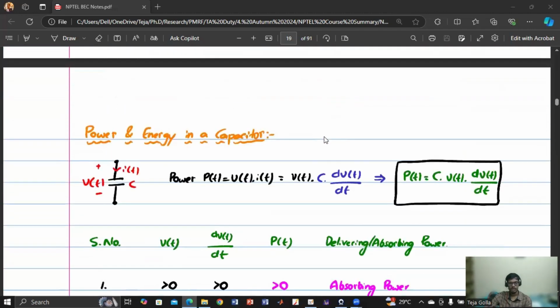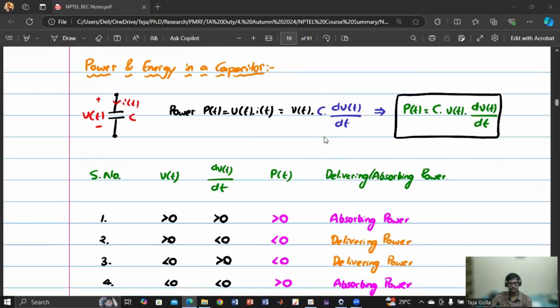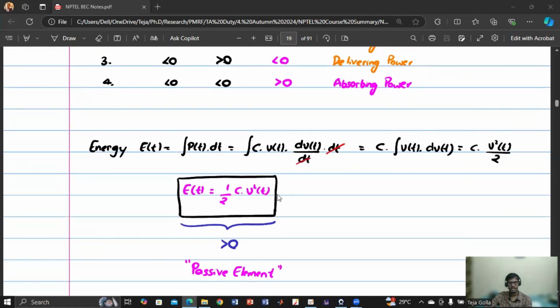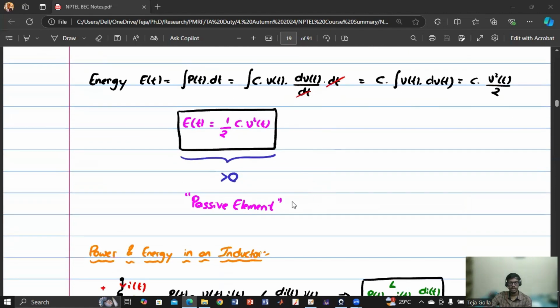In the case of a capacitor, we get power as V of t into I of t, and I is nothing but C dV by dt. So power is C into V of t into dV by dt. Now we have considered four different cases where V of t and dV by dt are positive and negative. There are two terms, and each term could be positive or negative, so we get four such cases. Sometimes it is absorbing power, sometimes it is delivering power. But energy is always positive, and that's why it is also a passive element.